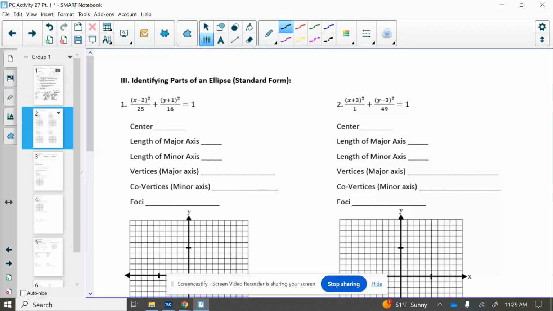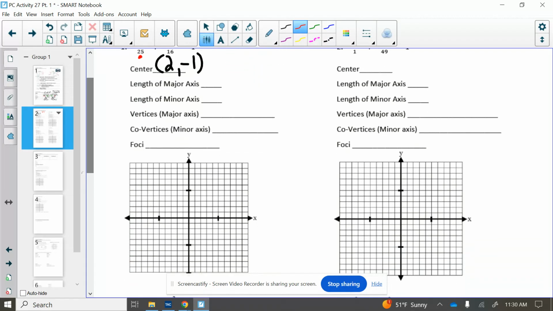So let's look at some of these examples and actually start plotting some of these. Our first one, we see our equation. Our center is going to be at 2, -1. And if we start looking at where parameter A is, the bigger number is under the x value. So that's going to be 5.